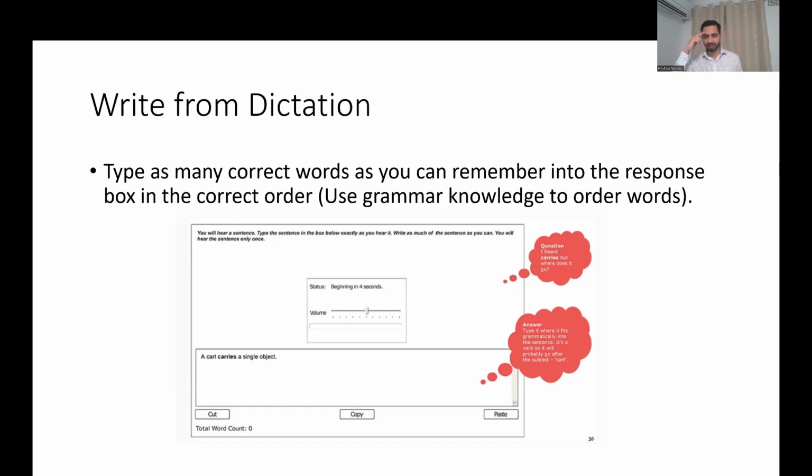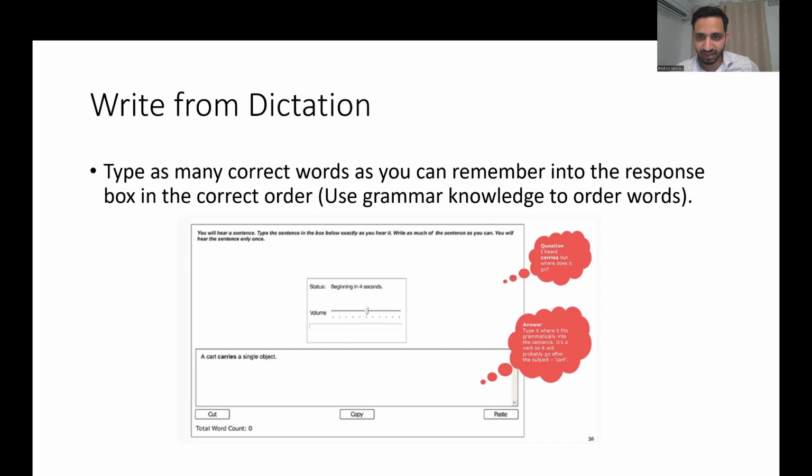So if you hear "carry", where does it go here? Card carries, right? So it should be after the noun. Noun does the verb, and then you've got the object. So you should know the simple structure of the sentence to be able to help you organize your words if you can't remember the actual sequence.